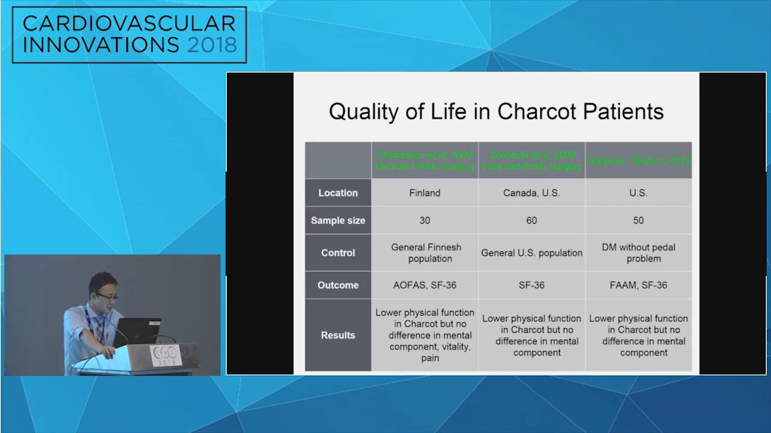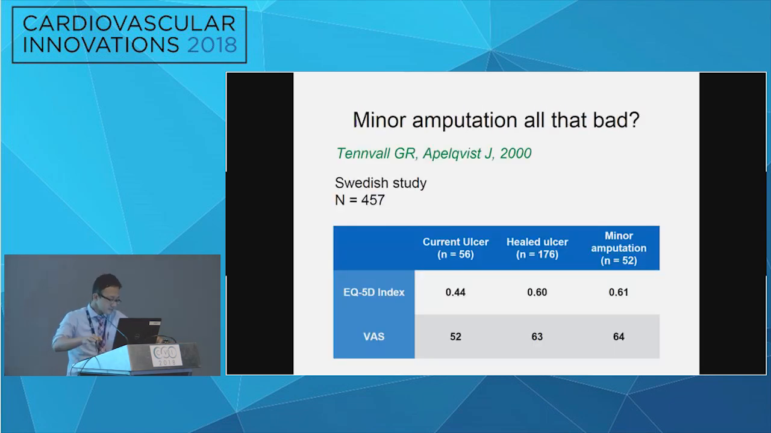Charcot people have obviously decreased functional quality of life, but if you look at the mental quality of life component on SF-36, there's no significant difference. But we talked about it. A lot of those Charcot patients have an underlying mental illness that SF-36 is not sensitive enough to detect the difference between the diabetic population versus general population, but they're certainly lower in the functional status.